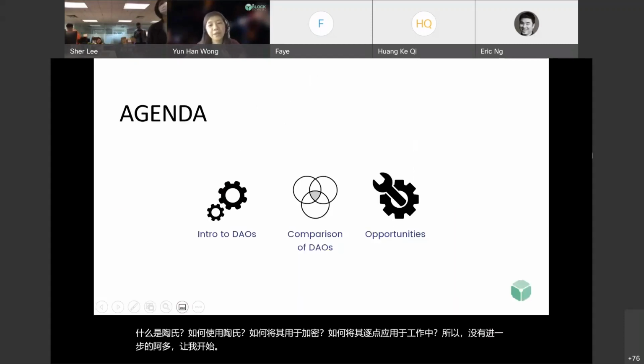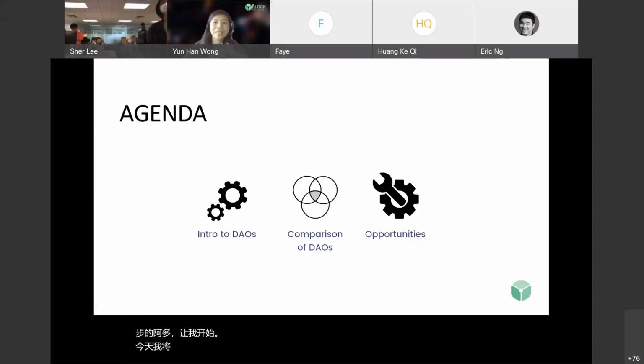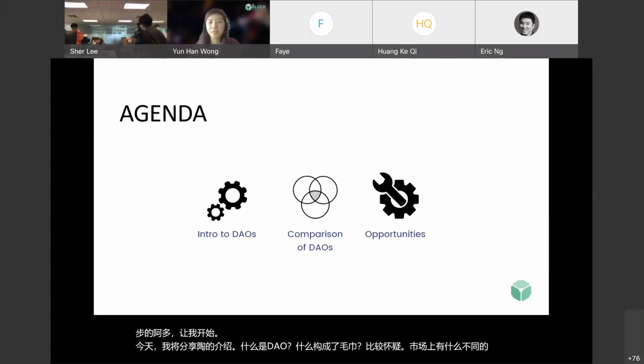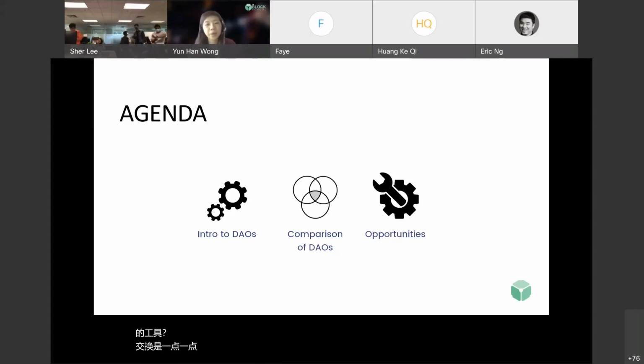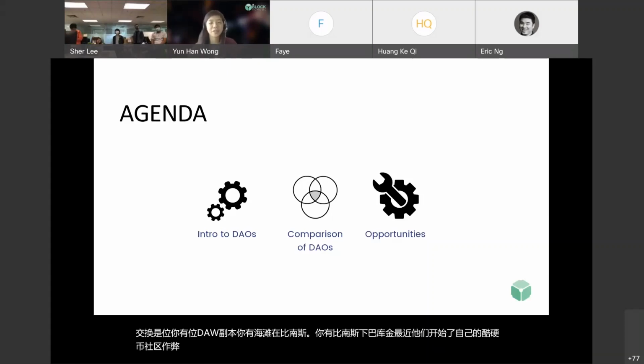Today I will share on introduction of DAO. What is a DAO? What makes up a DAO? Comparison of DAO. What are the different DAOs available in the market? For example, exchanges. Bybit, you have BitDAO. Huobi, you have Huobi Chain. Binance, you have Binance Chain. KuCoin, recently they start their own KuCoin community chain. So very interesting, a lot of opportunities in this space as well.